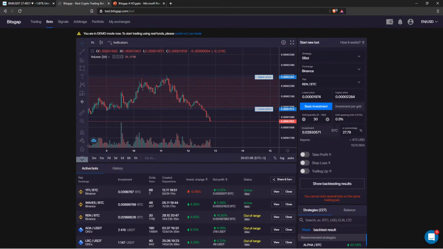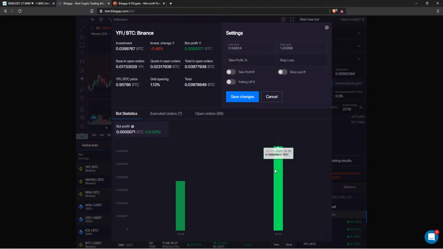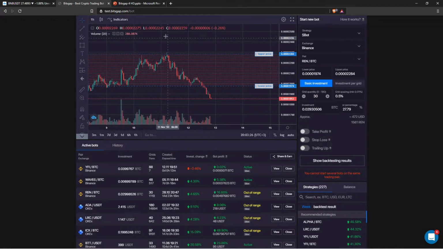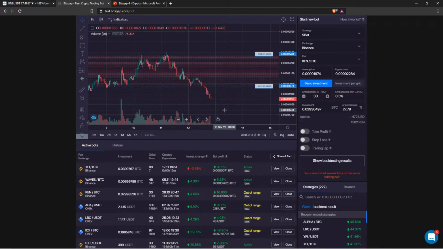But let's assume you were in a rush and you didn't have enough time to switch on these instruments. Then you can still click on your active trade, like we have here, UFI trading to Bitcoin, click on view and enable trailing up. The same applies to take profit and stop loss. So that's the exact idea of what trailing up is and what the statuses are that we have.